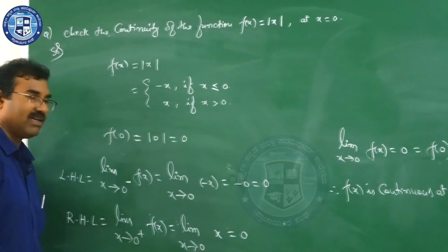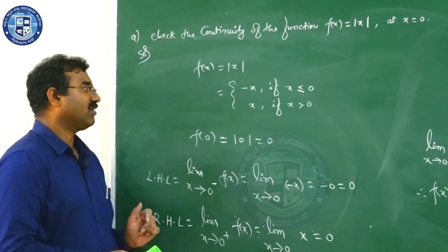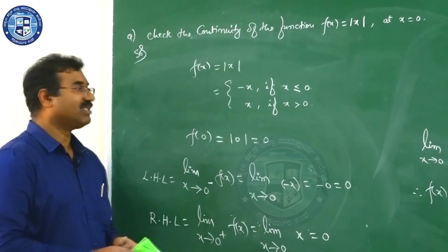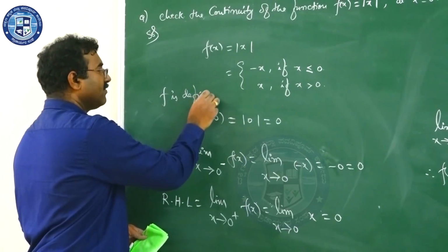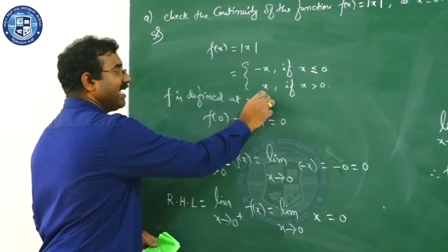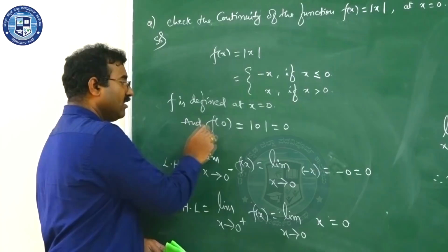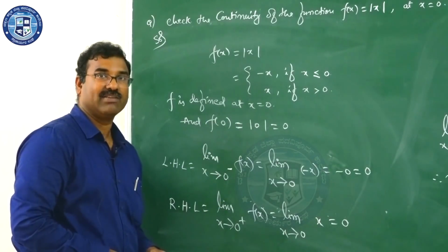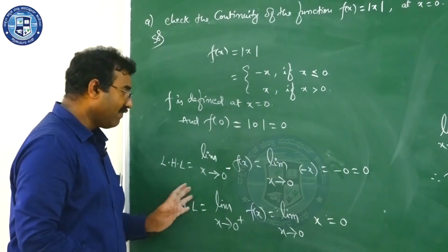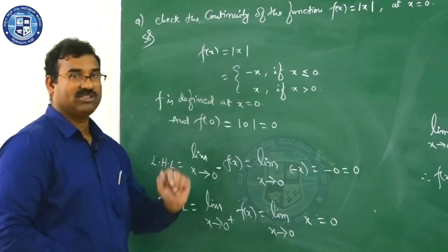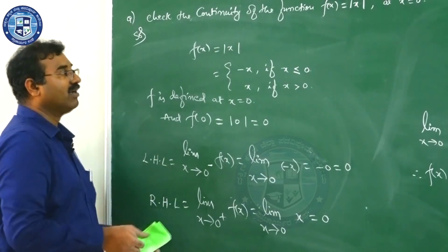So, whenever you are working for continuity at a point, first see whether it is defined at that point or not, right. This function is clearly defined at x equals 0. That also you mention, that is a very important thing. f is defined at x equals 0, because you are working at that point, and f of 0 is 0. In the next step you have to go for the limiting value. Whether you work with left hand and right hand limits or directly limit x tends to 0 depends upon the function.